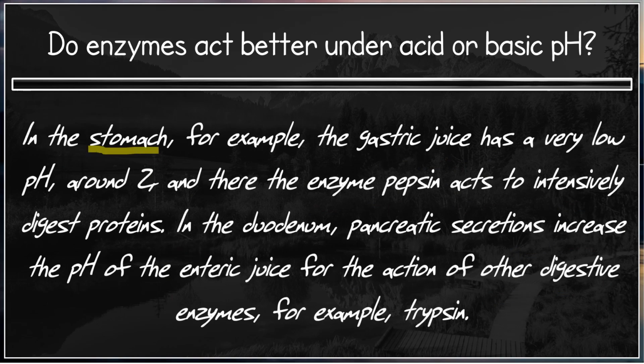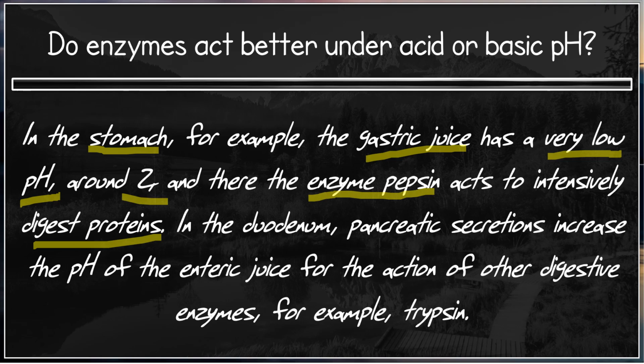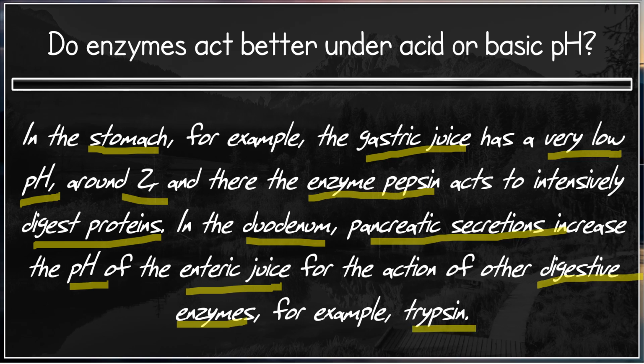In the stomach, for example, gastric juice has a very low pH, around 2. There, the enzyme pepsin acts to intensely digest proteins. In the duodenum, the pancreatic secretion increases the pH of the enteric juice for the action of other digestive enzymes, for example, trypsin.